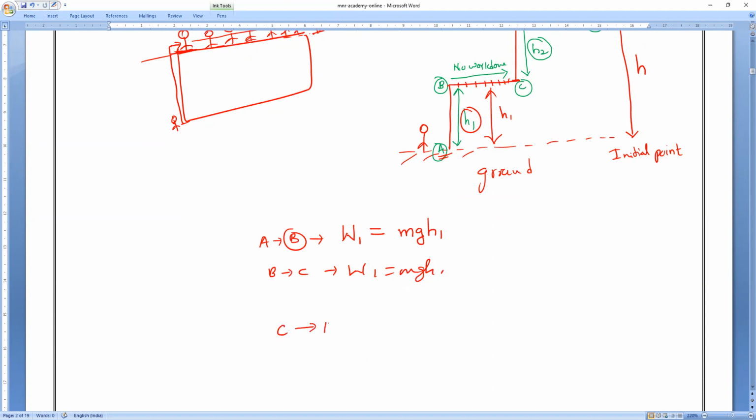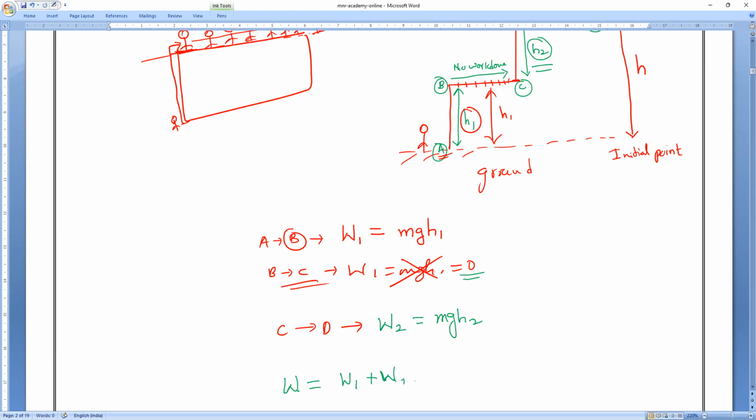Again, I am moving from C to D. Then what is my work done? For B to C, the additional work done is 0 because there is no change. Your position is not changing, so your body has the same potential energy. From C to D, again the height is increasing. So what is the work done? Work done equals MGH2.